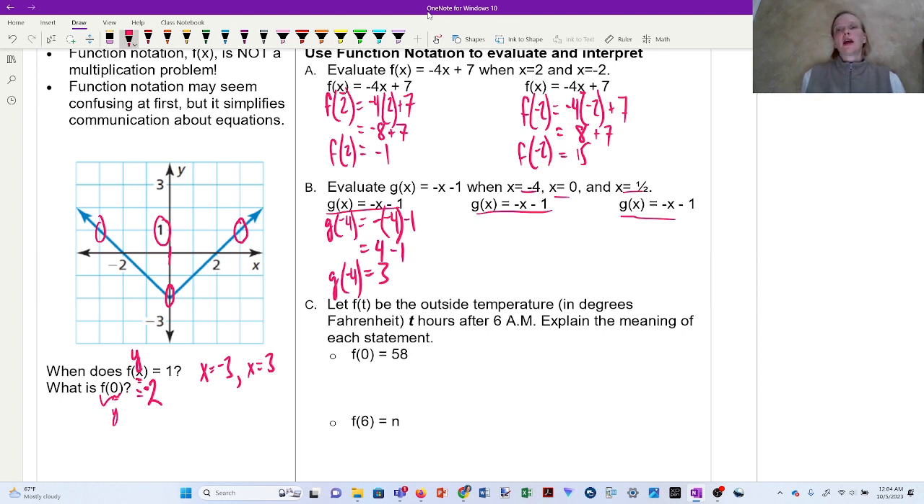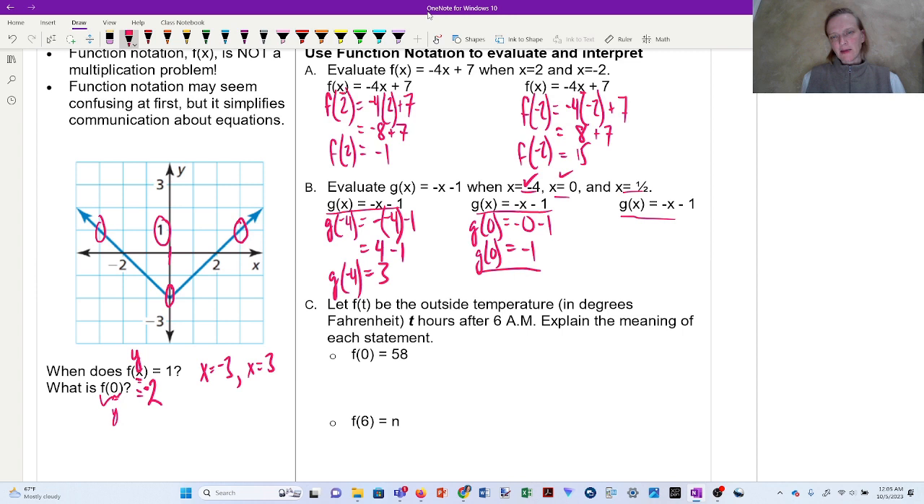For g of x, I've checked -4, let's check 0 now. I'm going to plug 0 in wherever I see x. And here, -0, you can't have -0. 0 is just 0, so the negative sign is going to disappear. But I'm going to subtract 1, and that's going to give me g of 0 equals -1. So once again, I've evaluated g of x for the value x equals 0.